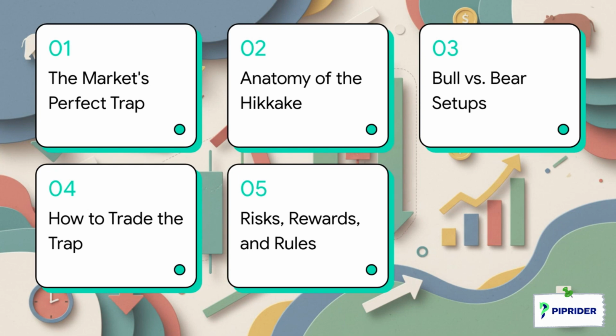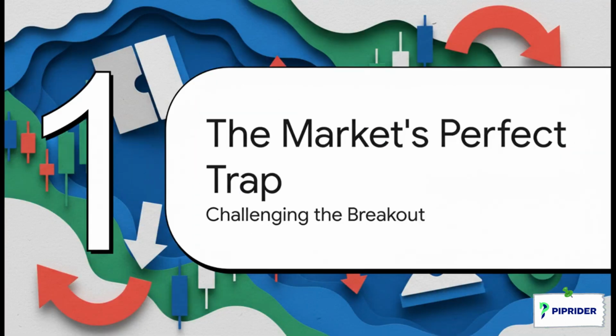First, we'll get a feel for the trap itself. Then we're going to dissect its anatomy, candle by candle. After that, we'll check out the bull versus the bear setups, learn how to actually trade this thing, and wrap it all up with a look at the risks, rewards, and some must-know rules. Okay, let's kick things off with Section 1, the market's perfect trap.